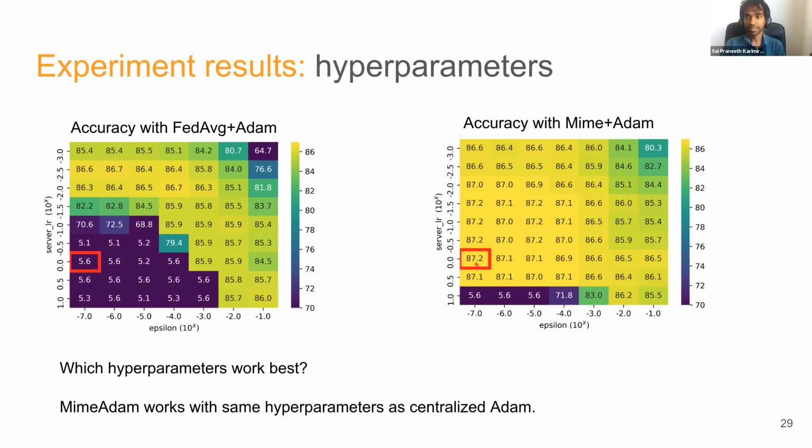what is interesting to me is that in MIME, the best combination of these hyperparameters actually coincides with the setting which you would use in the centralized setting. So MIME Adam seems to work with the same hyperparameters as the centralized Adam, whereas for Fed average, you really need to retune the parameters. So this again seems to reinforce the intuition that MIME is a much better framework to adapt any centralized algorithm rather than the Fed average framework.